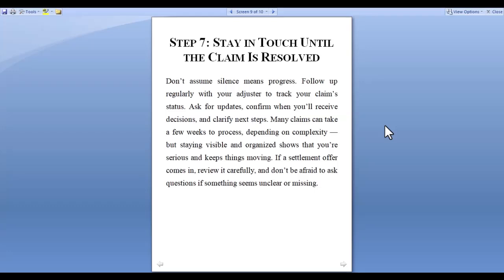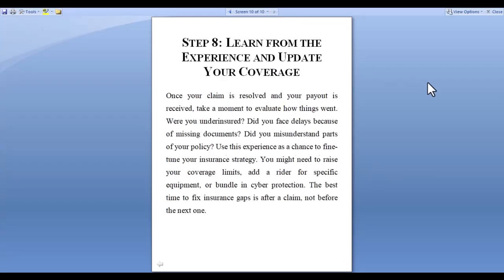So if a settlement offer comes in, review it carefully and don't be afraid to ask questions if something seems unclear or missing. So now let's go to the last step. The last step on the list is step 8. Learn from the experience and update your coverage.